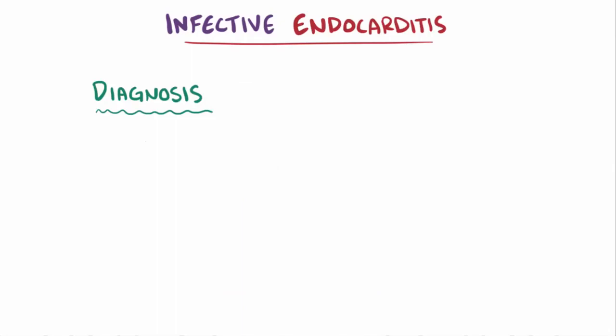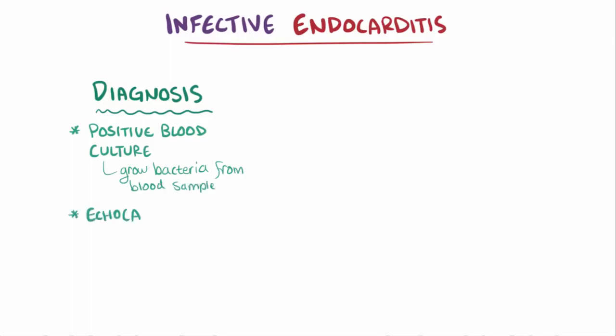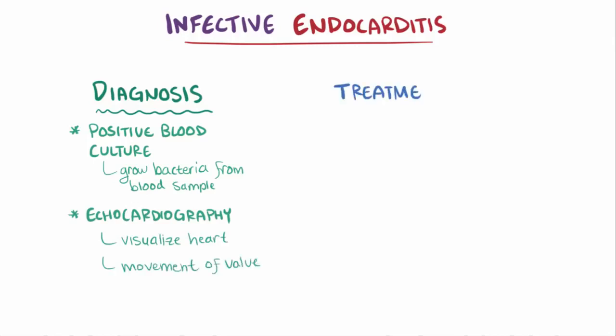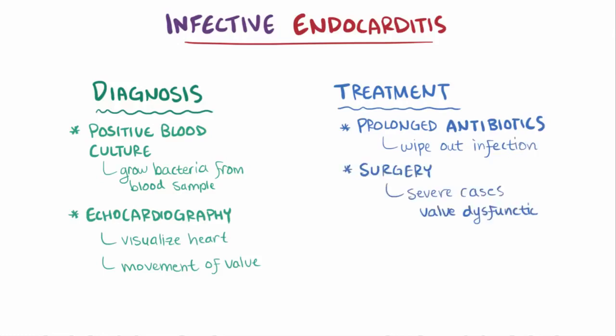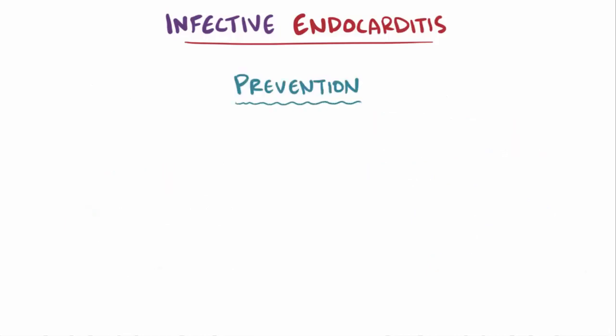Diagnosing the cause of infective endocarditis typically involves getting positive blood culture, which is literally growing bacteria from a blood sample. Echocardiography can also be used to visualize the heart and look for vegetations or more subtle clues like the way the valve's moving. Depending on the organism that caused the infection, a prolonged course of antibiotics will likely be used to try and wipe out the infection, but surgery might be needed for severe cases, especially when the valve dysfunction causes heart failure. It's also important to prevent endocarditis, especially among high-risk groups, like for example those with prosthetic heart valves and a history of endocarditis.